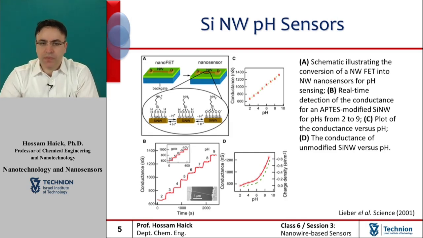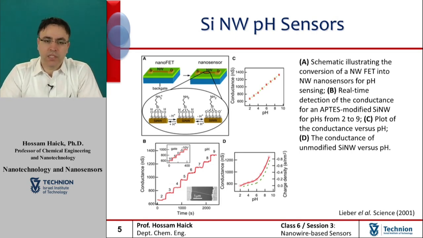Actually, the observed linear response can be attributed to an approximately linear change in the total surface charge density, and to support this point, pH-dependent measurements on unmodified silicon nanowires were performed. This can be seen in panel D on the screen. In this case, these conductance measurements show a non-linear pH dependence. Indeed, the conductance change is small at low pH, namely between 2 and 6, but large at high pH range, that is usually between 6 and 9.